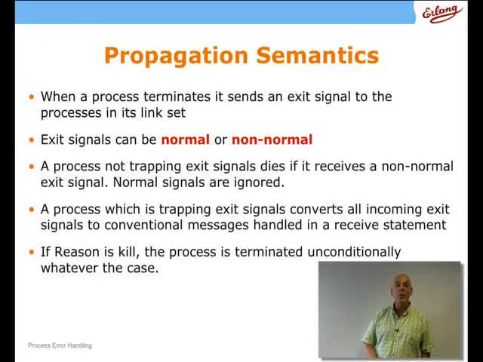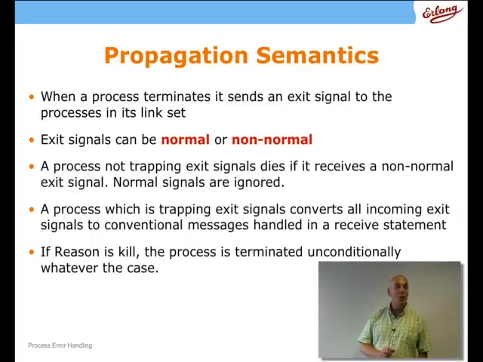Now, we need to be very clear about how exit messages are propagated in different circumstances. The basic message is that when a process terminates, it sends an exit signal to the processes in its link set. An exit signal can be normal, which is when a process simply comes to the end of the code it's executing. Or it can be non-normal, or abnormal, and those are the things we've been talking about earlier in this session, where through calling exit or for some other reason a process has terminated abnormally.